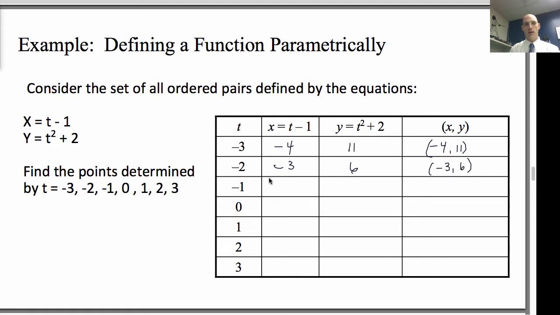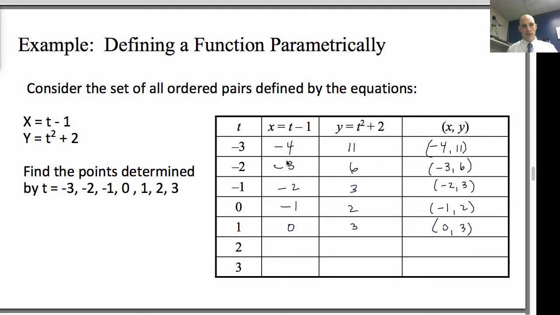defined this way. So -1 minus 1 would be -2. Negative 1 squared plus 2 would be 3. So I've got negative 2 comma 3. And here I've got, this would be negative 1. And then this would be 2. So I've got negative 1, 2. For 1 it would be 0. And then 1 squared plus 2 would be 3. So I've got 0, 3.